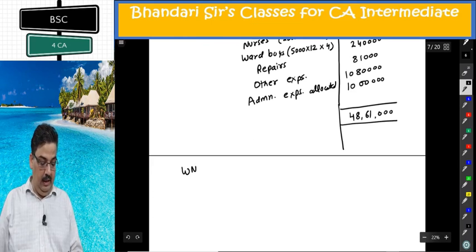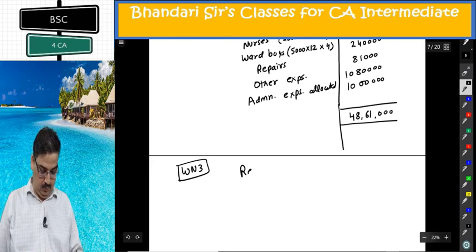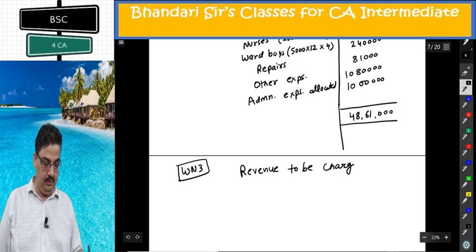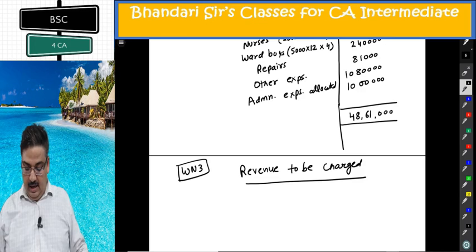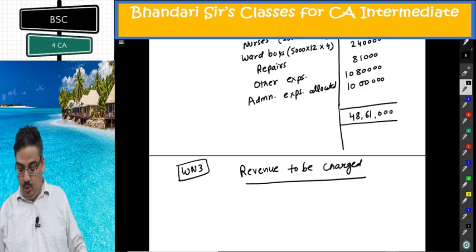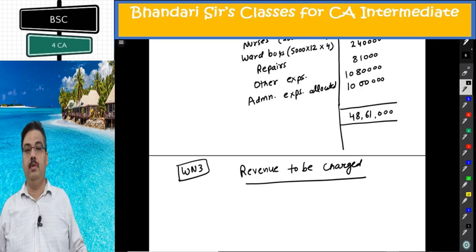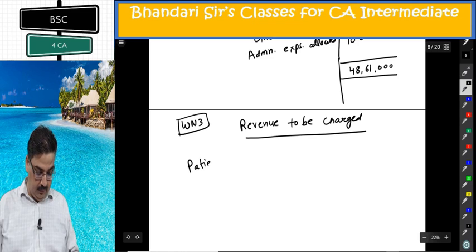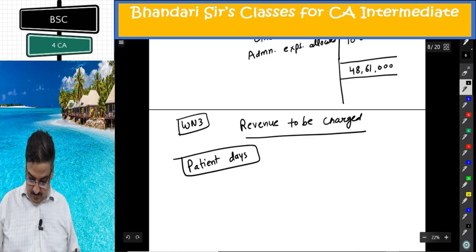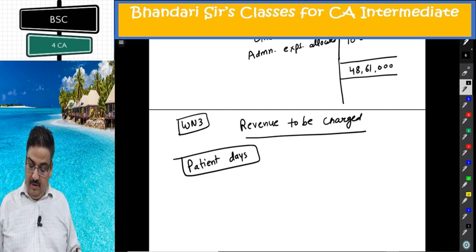Now working note 3, revenue. Revenue to be charged. Read part A: calculate profit per patient day if the hospital recovers an average of 2,000 per day from each patient. 2,000 per patient day, so I should compute patient days. This is from the lines given at the bottom of expenses.